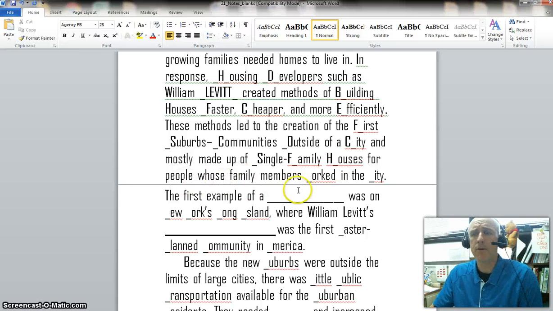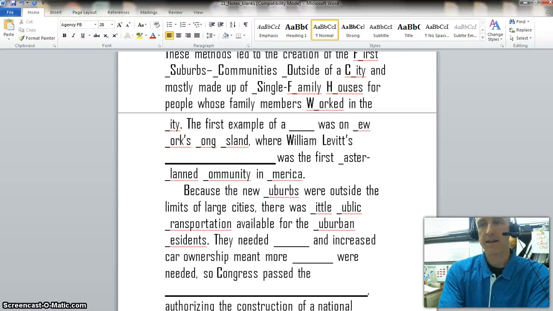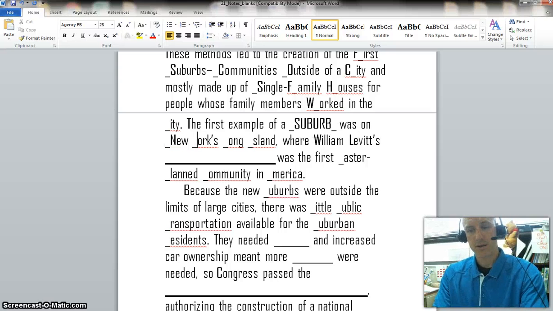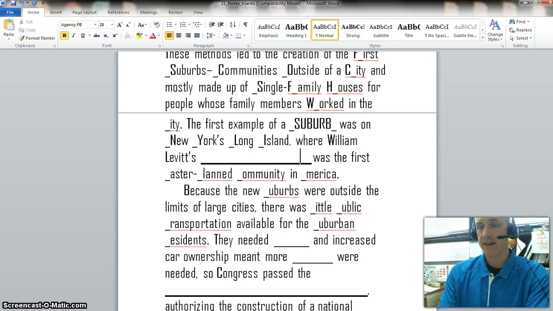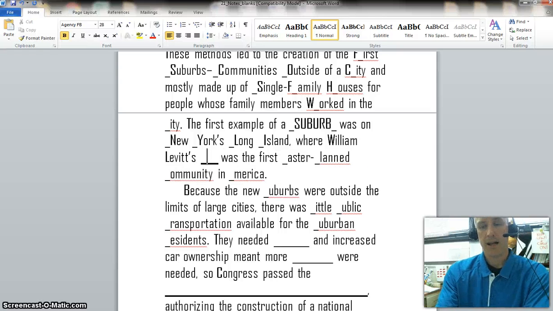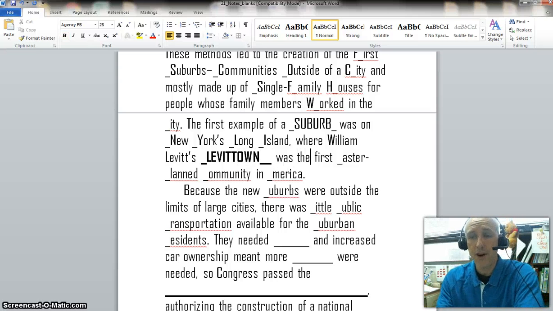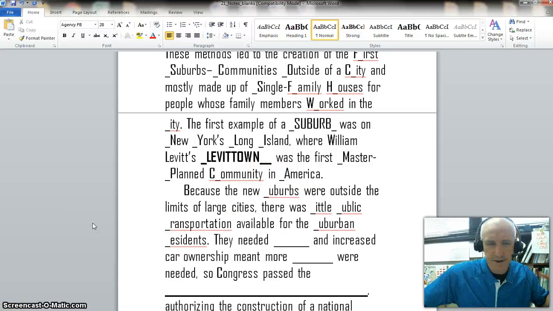These were for people whose family members worked in the city. The first example of a suburb was on New York's Long Island, where William Levitt's community, named after him, is called Levittown, with 2 T's. Levittown was the first master planned community in America. Levittown is still there today. We should maybe go find some pictures of it. It would be cool to see.